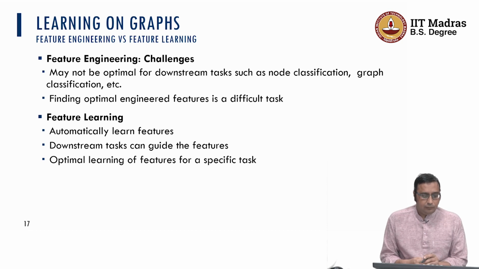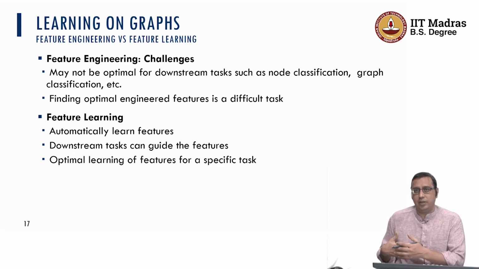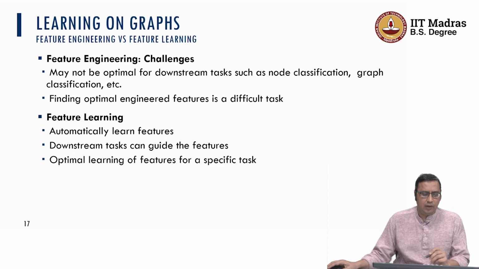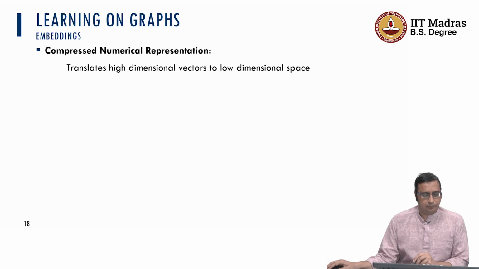And it also provides optimally learned features for a specific task. Hence, it is possible that for node classification, certain features might be better than for graph classification, and feature learning and representation allows us to do that. And that's why we are going to move towards feature learning rather than feature engineering. The embedding is one of the ways of doing feature learning.